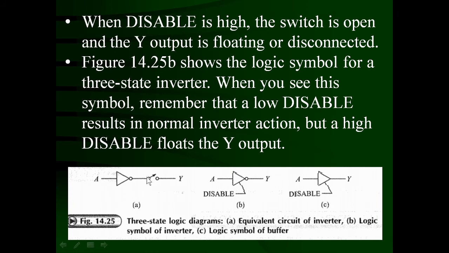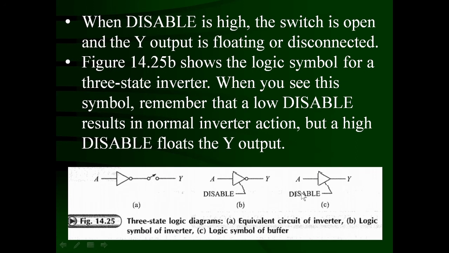It works as a normal inverter. When the decibel is high, this switch is open. That means Y is disconnected from the rest of the gate, and A can have any value, 0 or 1. Output does not matter. Output is high impedance or it is floating. So we can understand this circuit this way. The symbol of this tri-state inverter is given here. This is the input A, this is the output Y, triangle and bubble is there, and this third one is a decibel control.